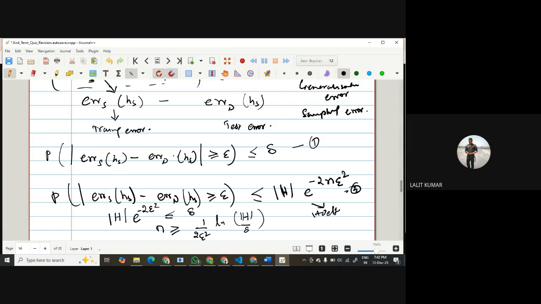So if I have a number of data points which is greater than this, then I can say with assurance that my training error and test error will not be so far away. This was the first takeaway. So this is very, very important.